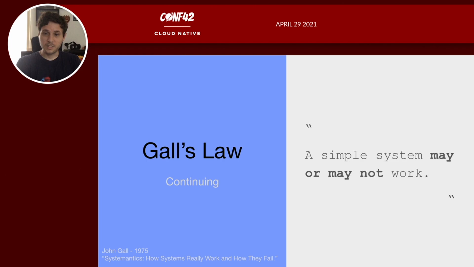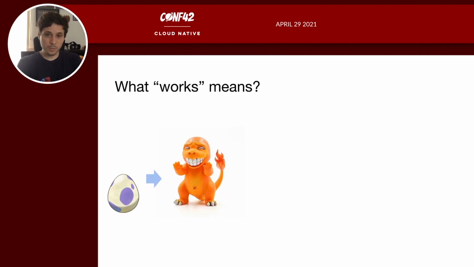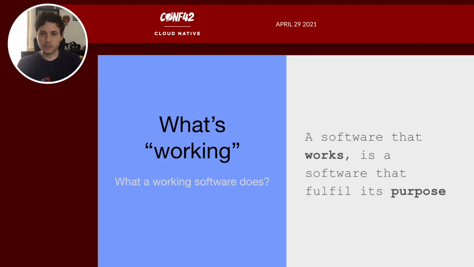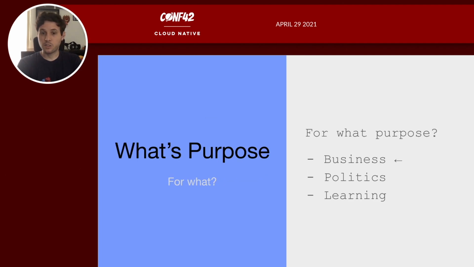Gall's law also states that this simple system may or may not work. And that's something that we should be familiar with, because knowing what works or not, it's key when you're selecting that simple system. So knowing what works means start with thinking about it. And when we talk about software, a software that works is a software that fulfills its purpose. And the purpose of a software is many. A software can exist to improve learning or to prove something or to help explore some context, some problem.